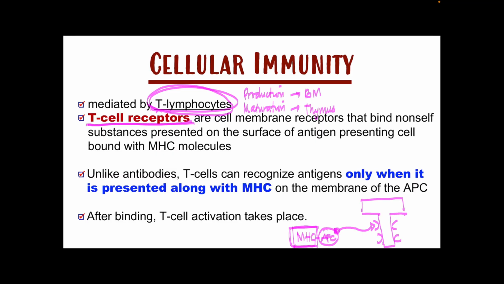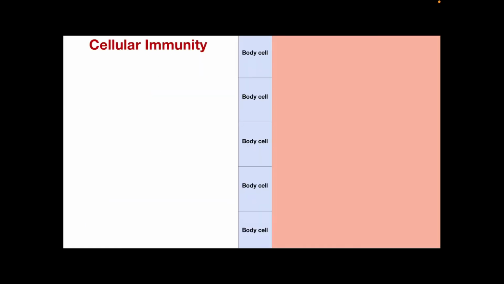You have to take note here that unlike antibodies, T cells can recognize antigens only when they are presented along with the MHC on the membrane of the antigen presenting cells. After binding, T cell activation will take place and of course there will be the destruction of this antigen. So let's take a look at how the cellular immunity works.